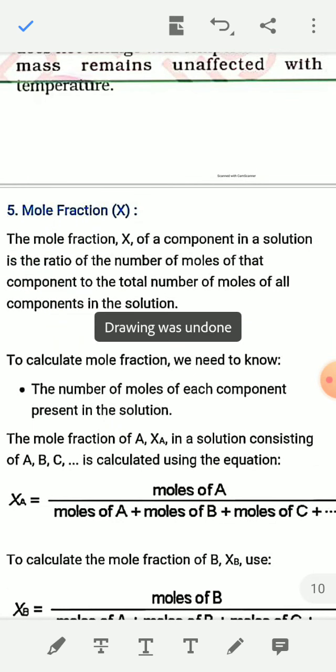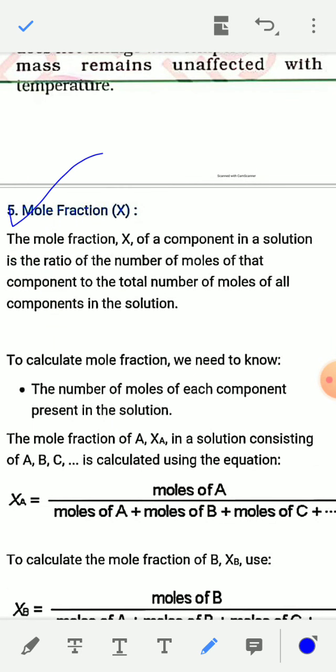And the last type of concentration term is mole fraction. The mole fraction, which is represented by capital X, of a component in a solution is the ratio of the number of moles of that component to the total number of moles of all components in the solution. So to calculate the mole fraction, we first need to know the number of moles of each component present in the solution.